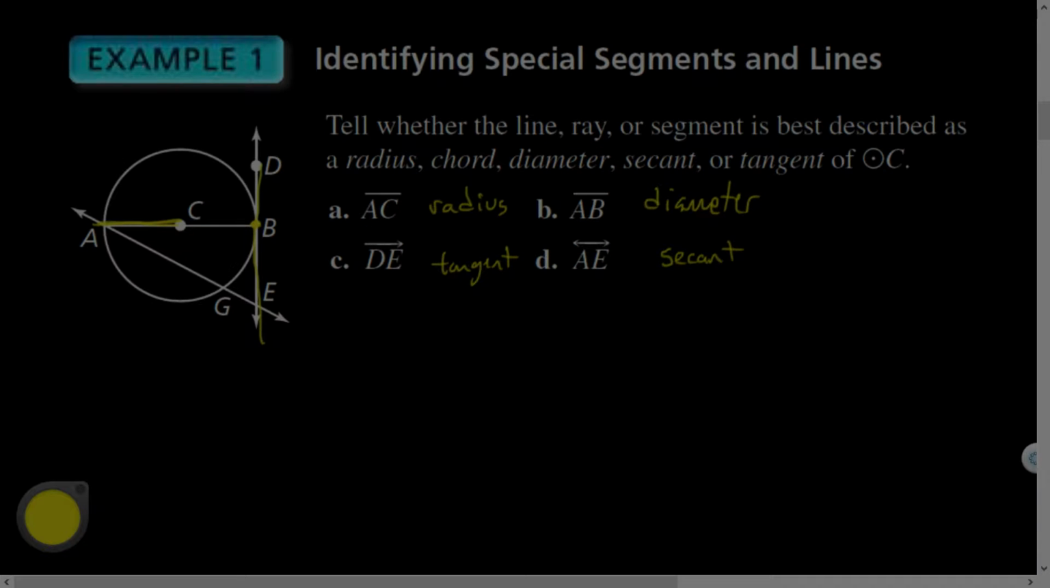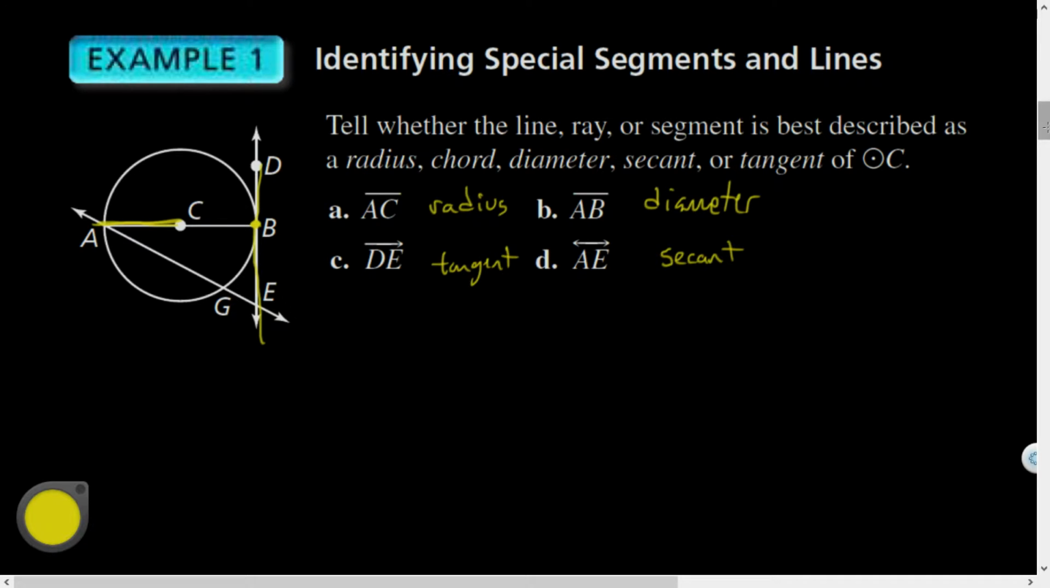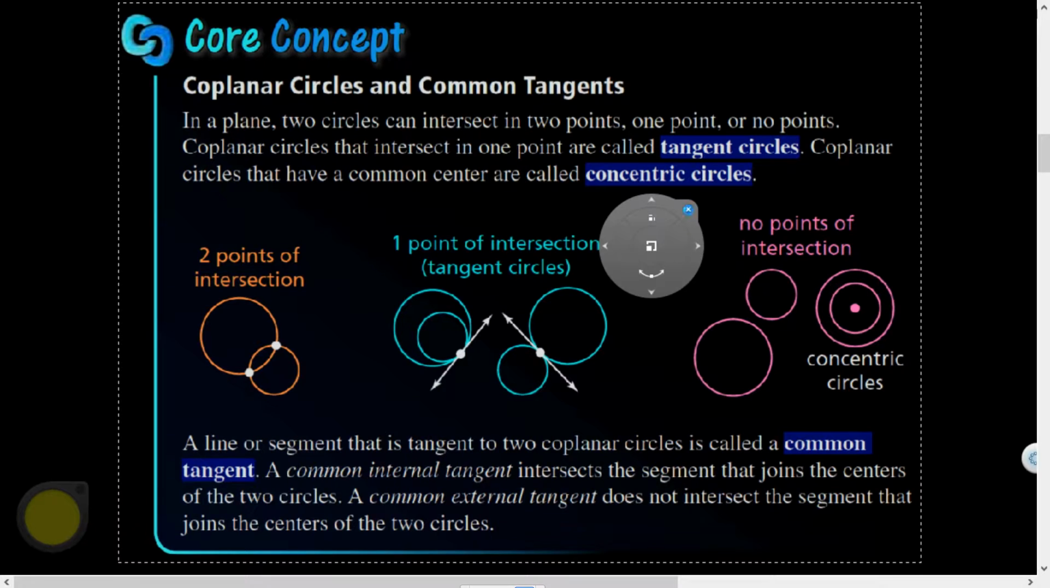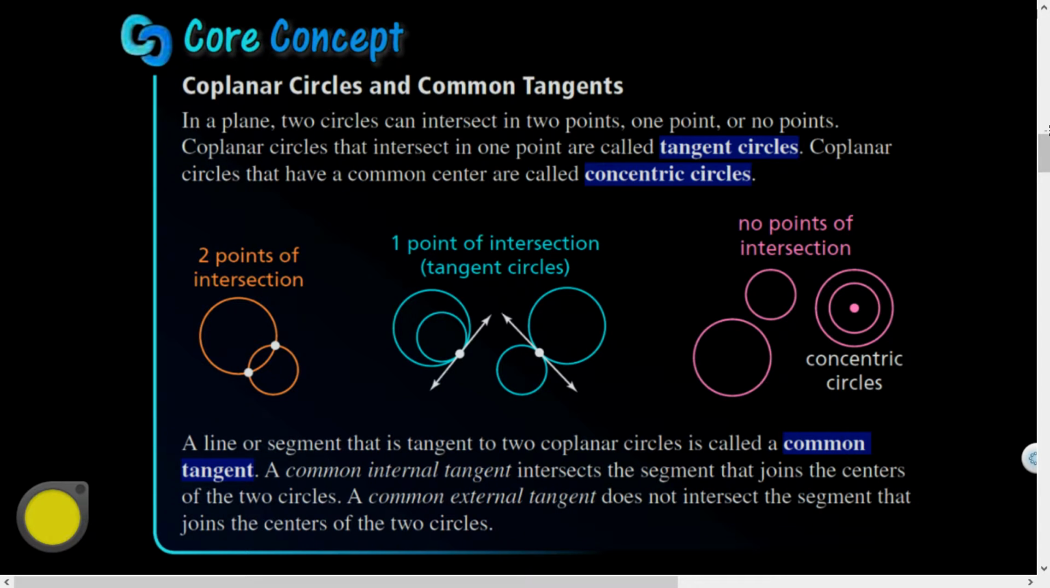So, how about this? Core concept. It's also possible to have tangent lines to multiple circles. That's interesting. Coplanar circles and common tangents. In a plane, two circles can intersect in 2 points, 1 point, or no points. So there we go, 2-point intersection, 1-point intersection. Look at this one on the interior of that circle versus the exterior. And it's possible to have no point intersection there.